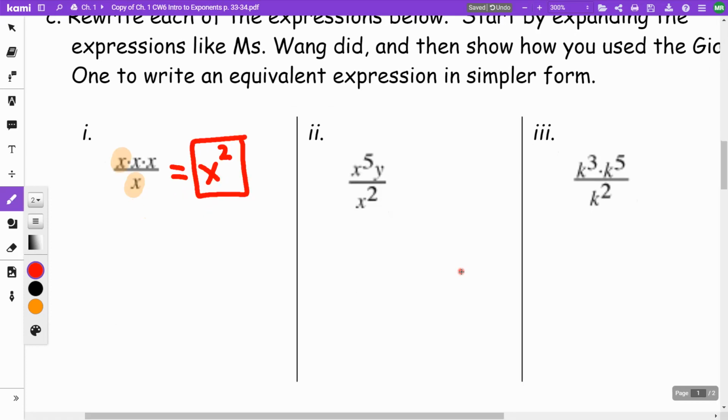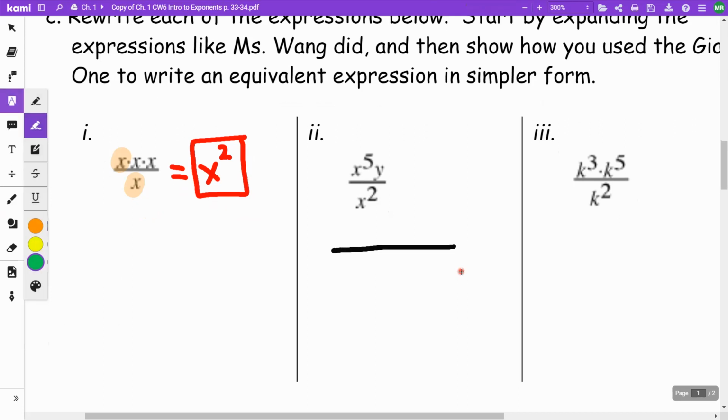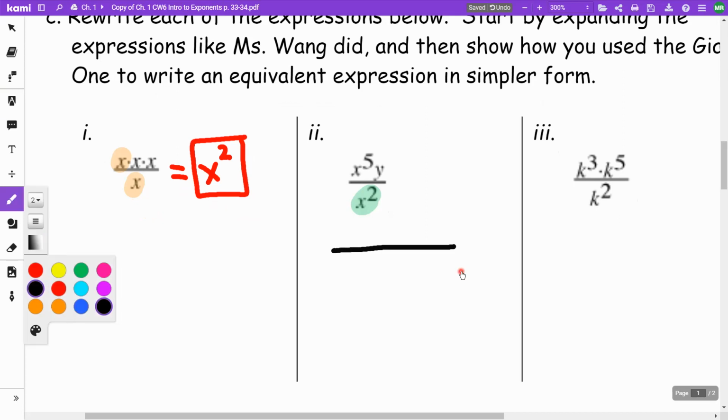Now on this one, what you can do is the following. If we're looking at this, I notice that I have an x to the second on the bottom. So that means I can take 2 x's from top and bottom. So I'm going to have an x to the second, and that leaves me with 3 out of my x to the 5th. Okay, so she's doing it like this.